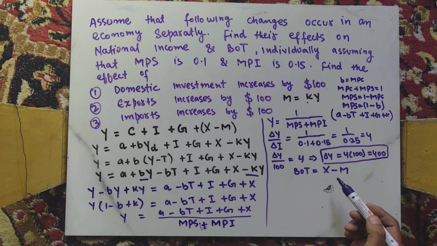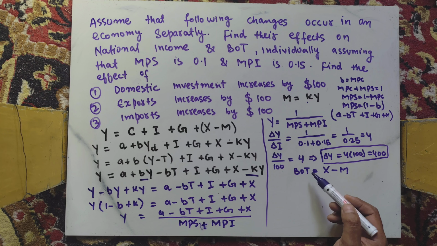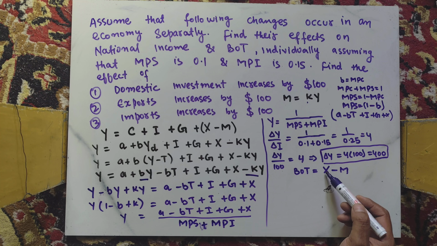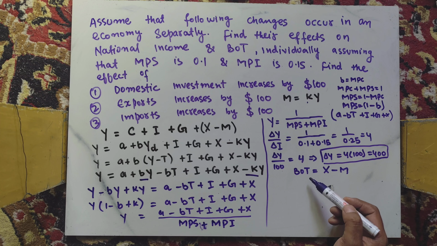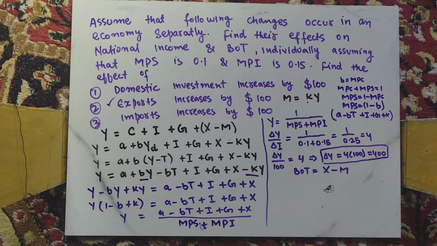If exports are larger than imports, we have balance of trade surplus. If exports are less than the imports, we have balance of trade deficit. Okay, now we are being told exports increase by $100. What will be the effect on the given scenario?